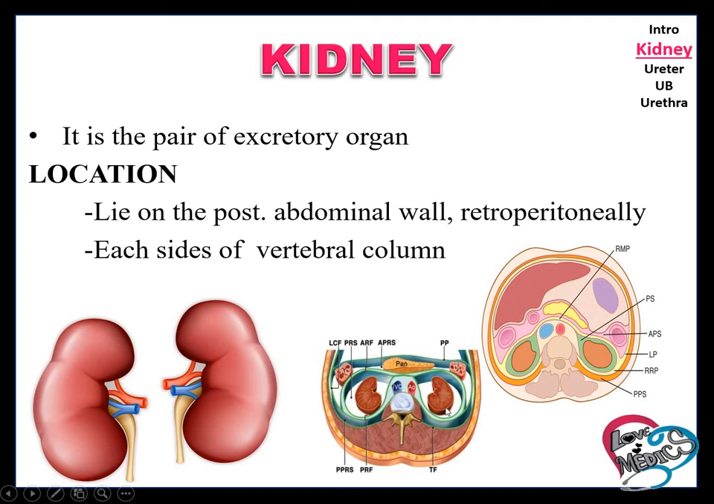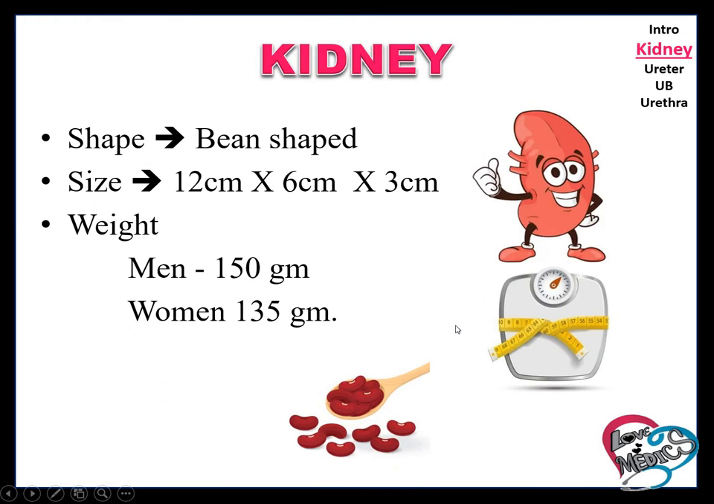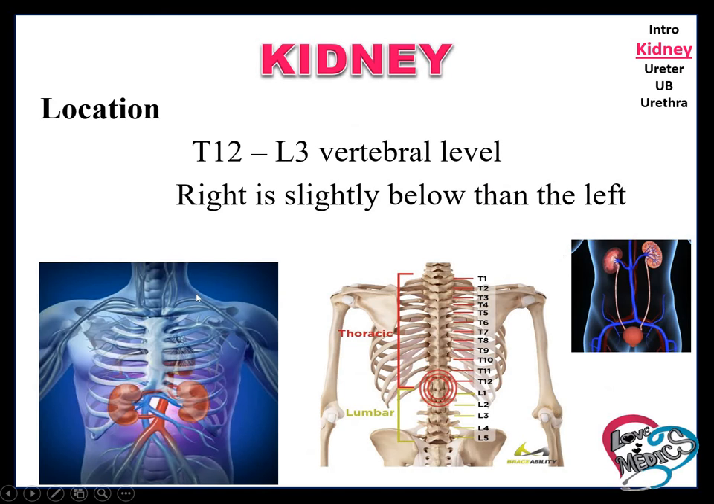So it is not covered by peritoneum and lies on the posterior abdominal wall on each side of the vertebral column. It is a bean-shaped organ and the size of the kidney is 12 by 6 by 3 centimeters, and the weight of the kidney is 150 grams in men and 135 grams in women. The kidney is located from T12 to L3, and the right kidney is slightly lower than the left kidney.